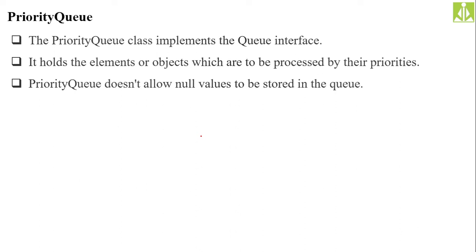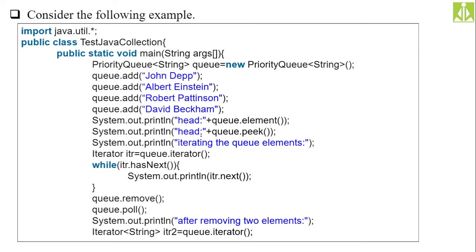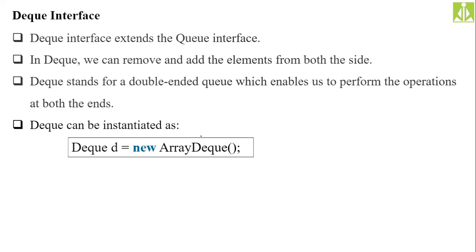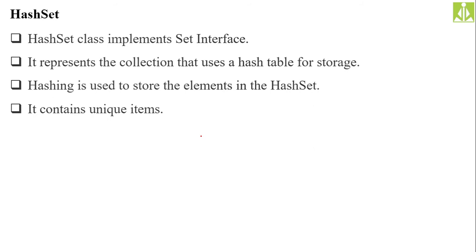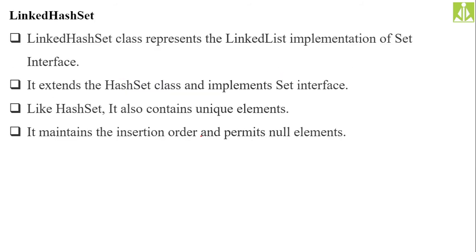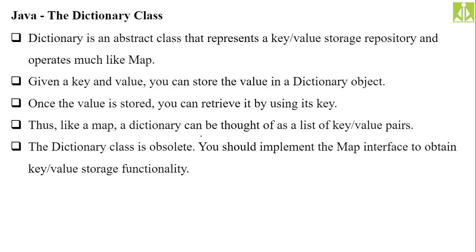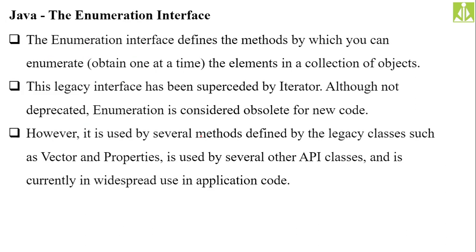Okay, priority queues will play a major role in operating system implementation, where the jobs need to be given priorities, and the jobs will need to be processed with priorities. Okay, so then we have the concept of dq. Then array dq, the program, then set interface, hash set, linked hash set. All these are some of the examples. Then we have the dictionary and map. Okay, dictionary example, and finally the enumeration.